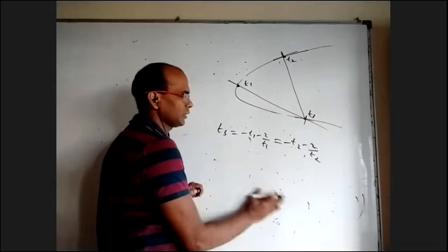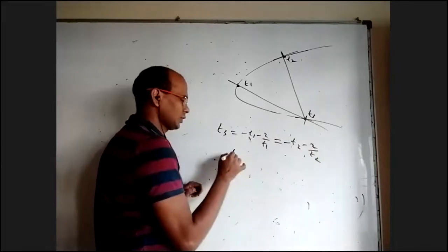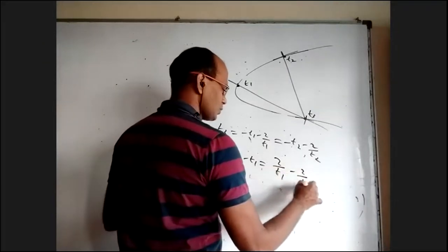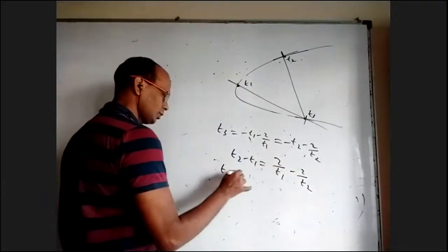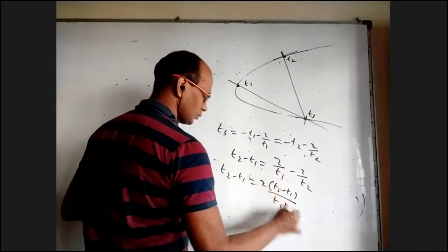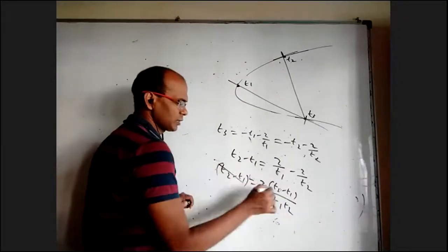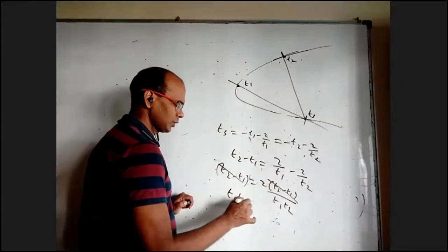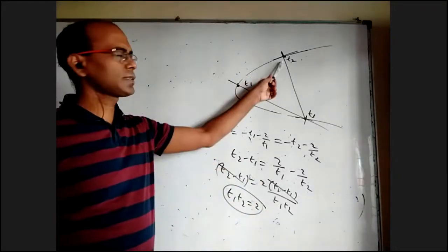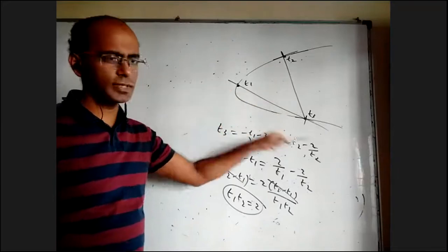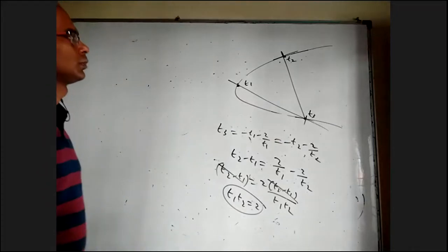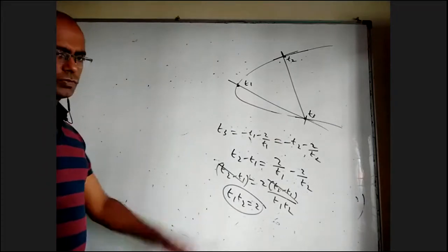If we don't want to equate like that, bring this T2 here and this one to the other side, we get T2 minus T1 equal to 2 by T1 minus 2 by T2. Simplifying, T2 minus T1 is 2 into T2 minus T1 by T1 T2. This T2 minus T1 and this T2 minus T1 are the same. Bring it here, you will get T1 T2 equal to 2. So if you know two points on the parabola such that the normals at those two points intersect on the same parabola, the condition is T1 T2 equal to 2. This we also use quite often.